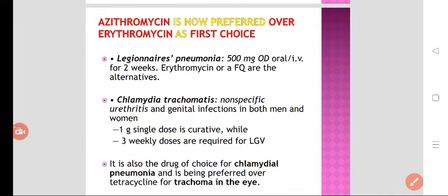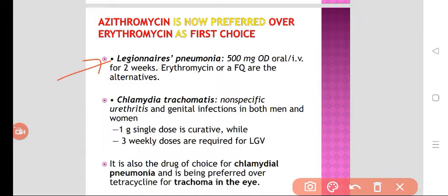Azithromycin is now preferred over erythromycin as a first choice in conditions like Legionnaires' pneumonia. Azithromycin is now preferred over erythromycin as the first drug of choice. In Legionnaires' pneumonia, you can give 500 milligram OD oral or intravenous for 2 weeks. Erythromycin or fluoroquinolone are the alternatives to azithromycin.